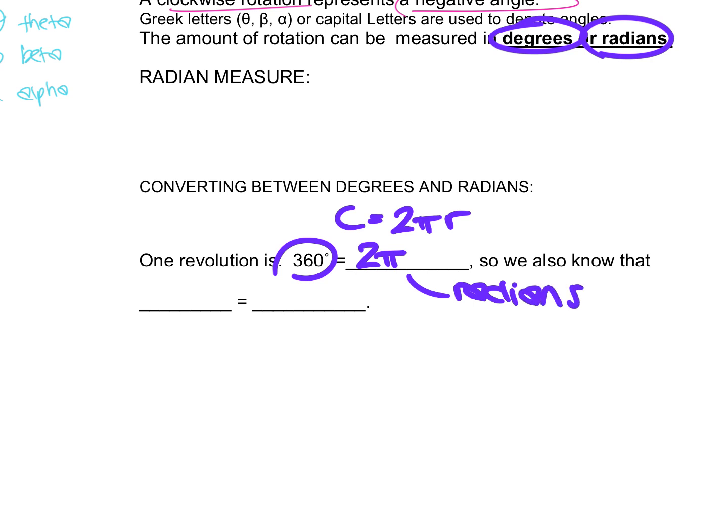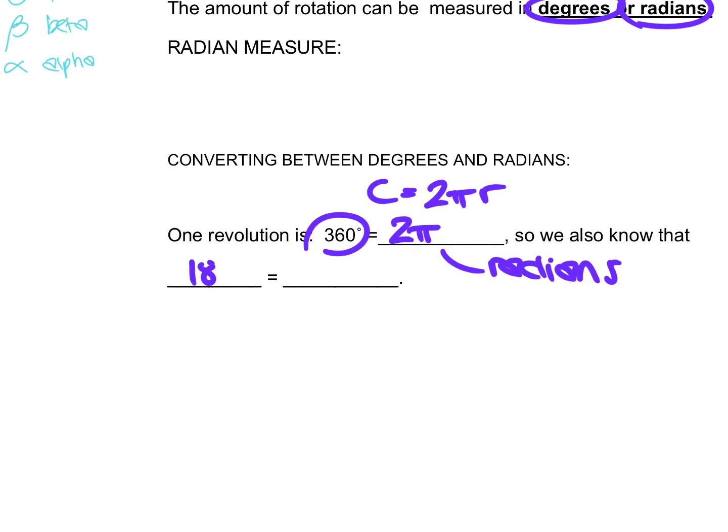Okay, those are equivalent. If 360 degrees is the same as 2 pi radians, a simpler version of that would be that 180 degrees would be equal to what, do you think? If 360 is equal to 2 pi, what's 180 equal to? Pi, half of it, okay? And we're going to use this at the beginning to convert between degrees and radians.